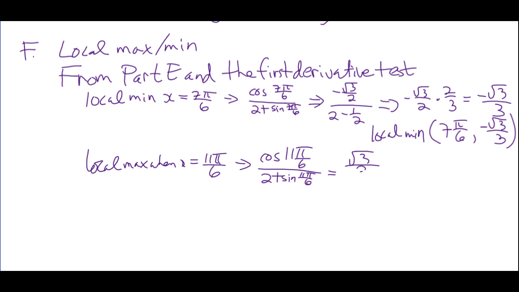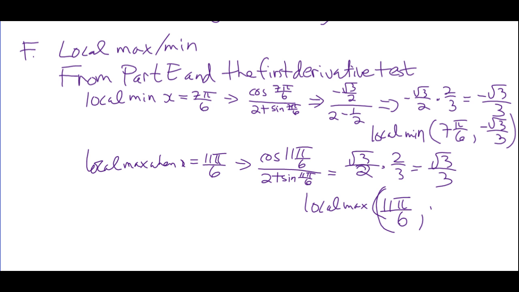Let's cut to the chase. So the cos of 11 pi over 6 is the same as the cos of 7 pi over 6, only it's positive. Right? I mean, it's in the same position, has the same reference angle, it's just a positive value. And so what do we got? Local max, 11 pi over 6, and root 3 over 3.